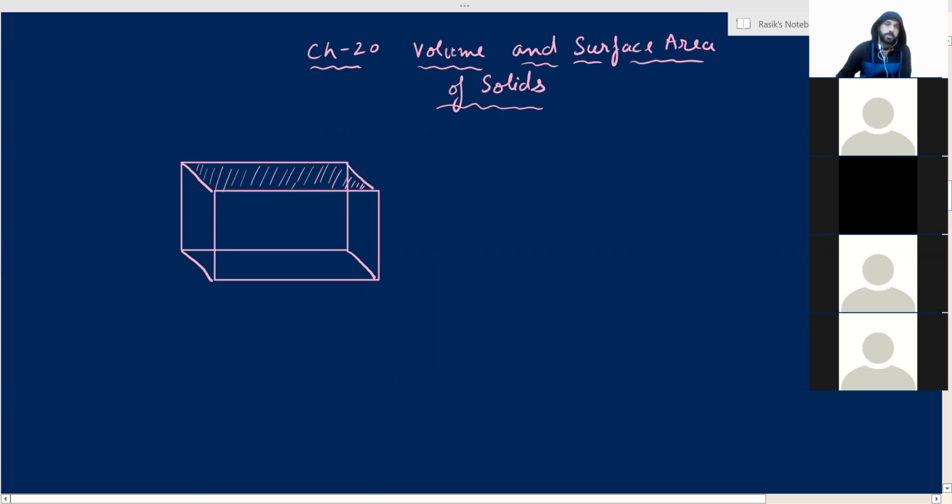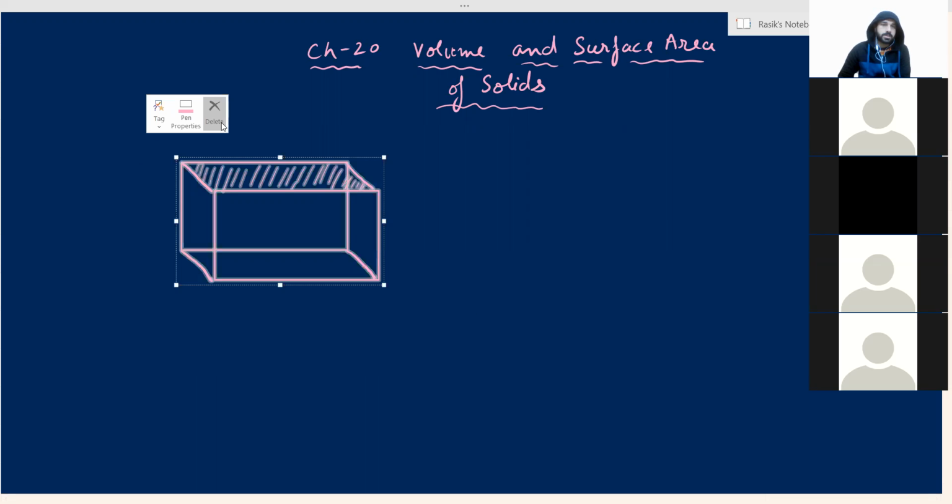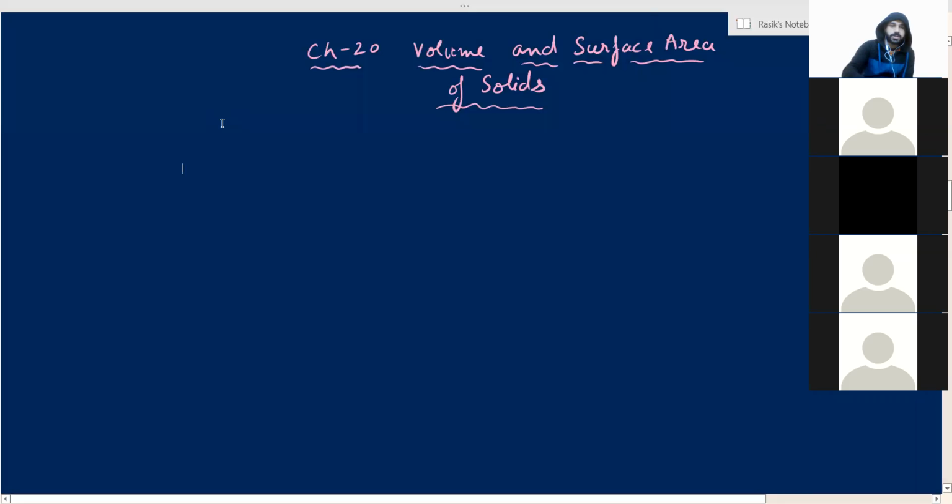So have you all understood the meaning of surface area and volume? Surface area and volume are different things. Volume is the capacity, how much it can hold inside or how much space it is occupying. Surface area is only the outer portion, the area of the outer portion of the solid. Getting the point, everyone? Yes, sir. So this is the difference between volume and surface area.